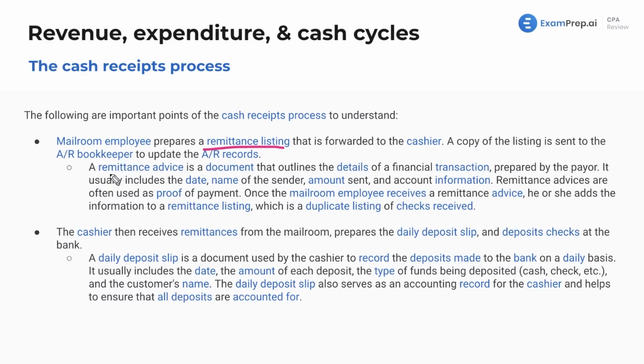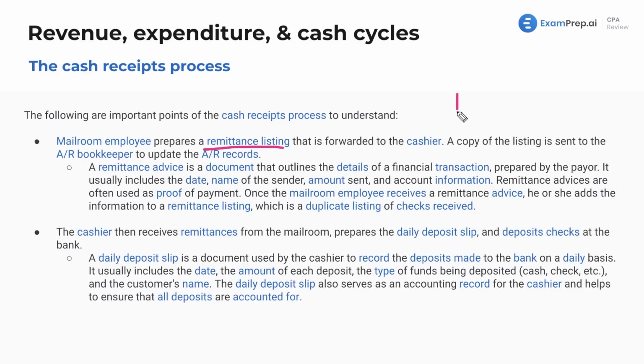Obviously, make that journal entry to reflect the fact that we can reduce AR and we can update our cash balance. A remittance advice is a document that outlines the details of financial transactions, such as receiving cash, prepared by the payor. It usually includes the date, name of the sender, amount sent, and account information. So we've seen this remittance advice. The remittance advice is included in the envelope.